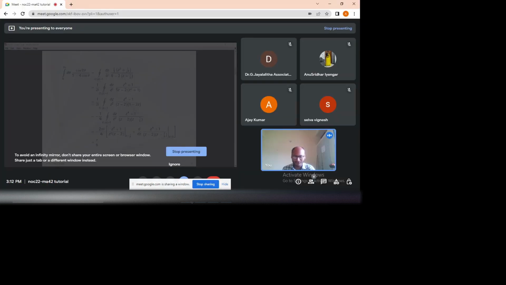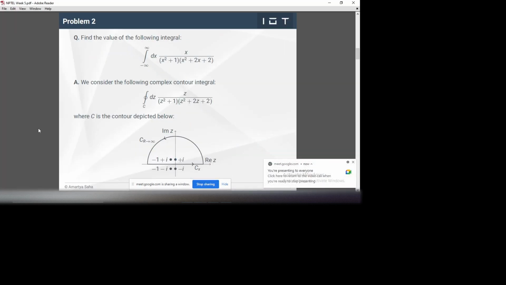I think there is no question in this problem. Now let's move on. So first, the easiest one. We have to find the value of this real integral. This is a rational function, and most importantly, the integration variable runs from minus infinity to plus infinity.